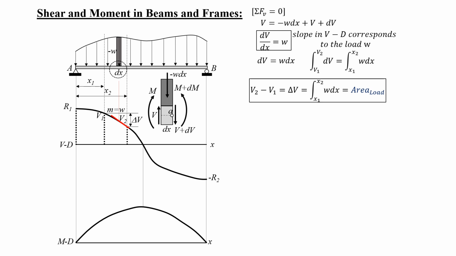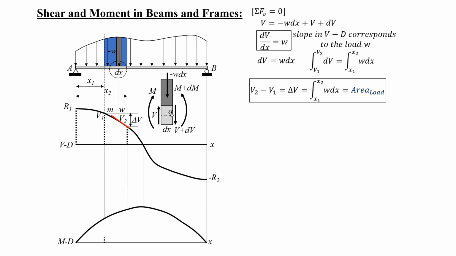So it is colored blue, so I'll shade the portion of the area on the load diagram which is also blue. So the area of this region shaded with blue is delta V, the difference in shear between the right endpoint and the left endpoint of this region.